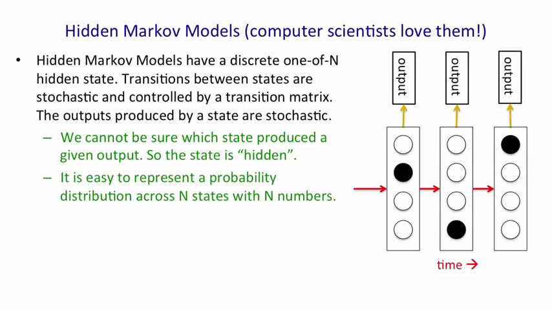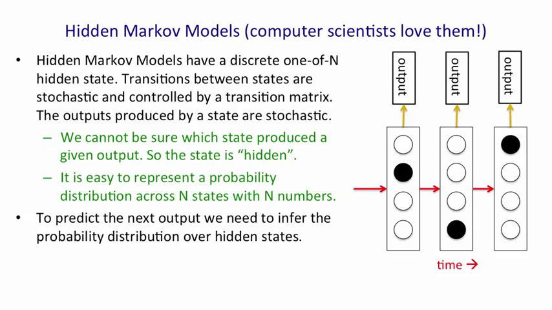It is easy to represent a probability distribution across n states with n numbers. So the nice thing about a hidden Markov model is we can represent the probability distribution across its discrete states. So even though we don't know what state it's in for sure, we can easily represent the probability distribution. And to predict the next output from a hidden Markov model, we need to infer what hidden state it's probably in. And so we need to get our hands on that probability distribution.